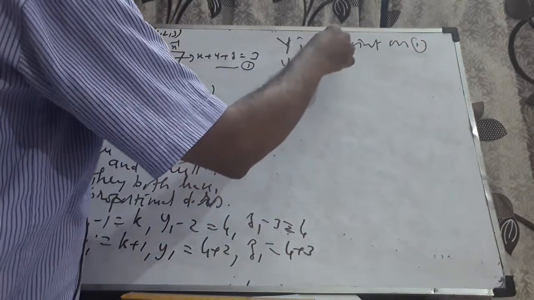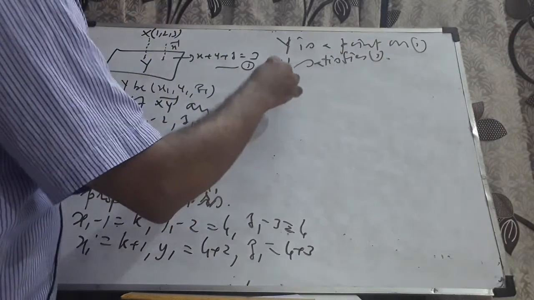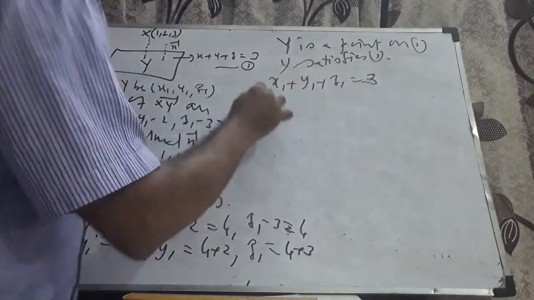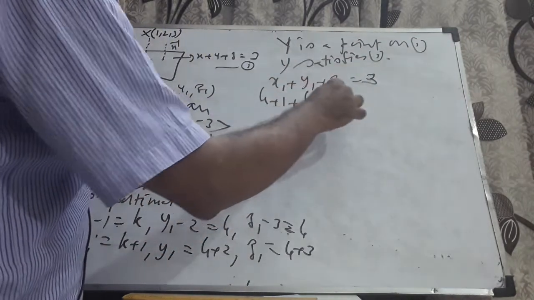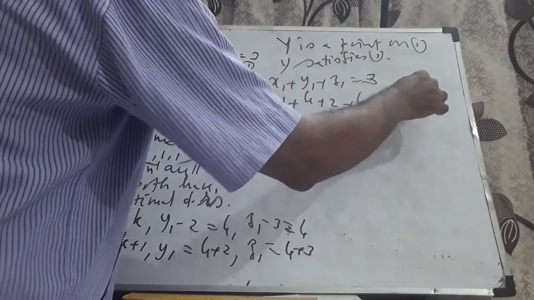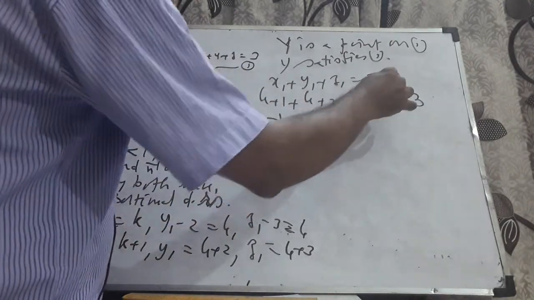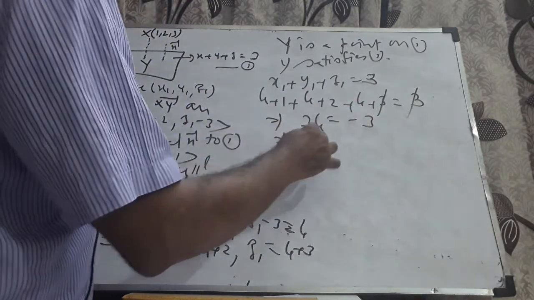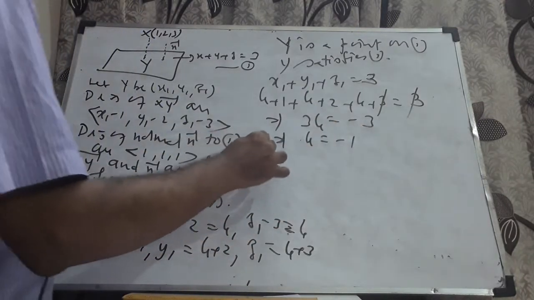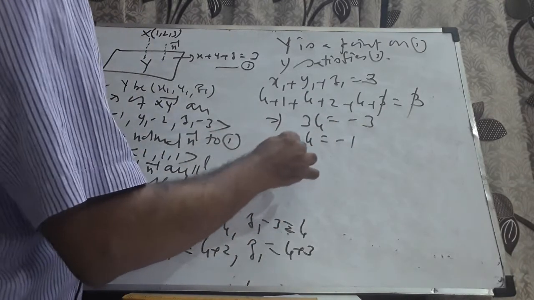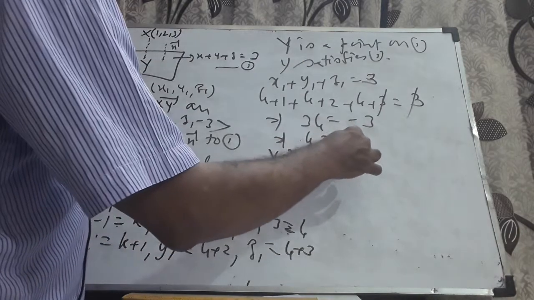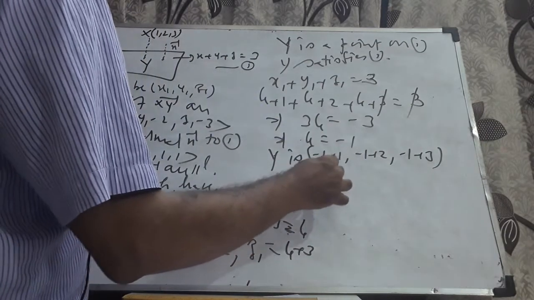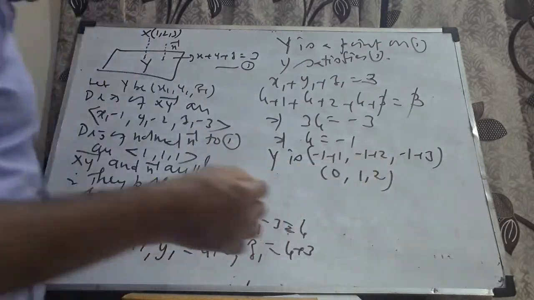Now, Y is a point on the plane. Y satisfies the plane. For x1 plus y1 plus z1 is equal to 3. Just listen. I mean to say k plus 1 plus k plus 2 plus k plus 3 is equal to 3. Now here anyway 3 gets cancelled. 3k is equal to minus 3, which implies k happens to be minus 1. Therefore, Y is minus 1 plus 1, minus 1 plus 2, minus 1 plus 3. Therefore, Y is (0, 1, 2).